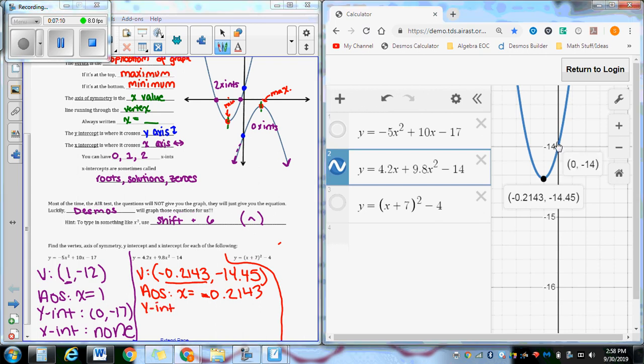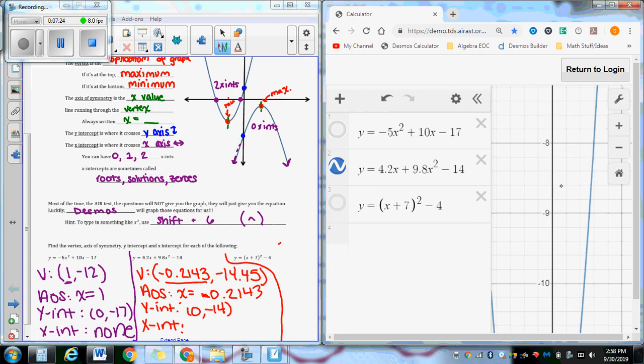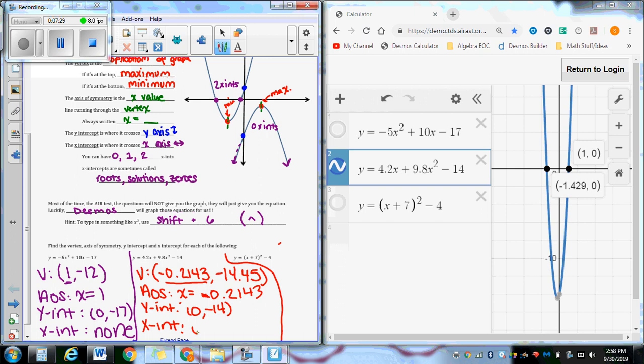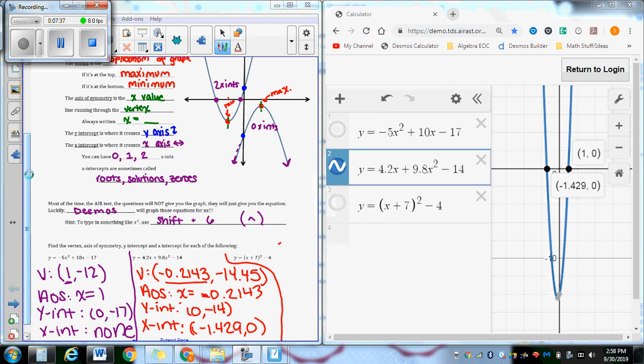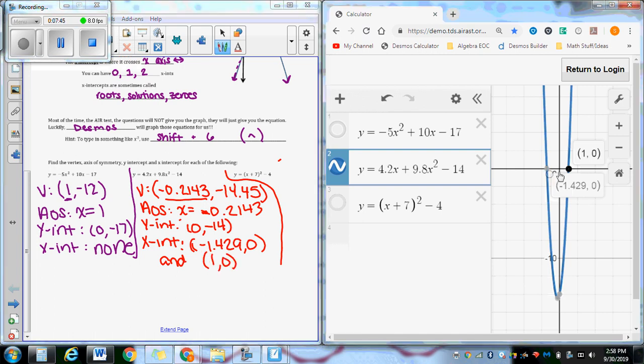The y-intercept is the place where it crosses the y-axis, so 0, -14. The x-intercepts, if there are any, are the places where it crosses the x-axis. So in this case, it actually crosses twice. It crosses at -1.4290, and let's see if we can extend the page here. And it also crosses at 1, 0. It does not matter which one of these go first, just as long as they both get in there.